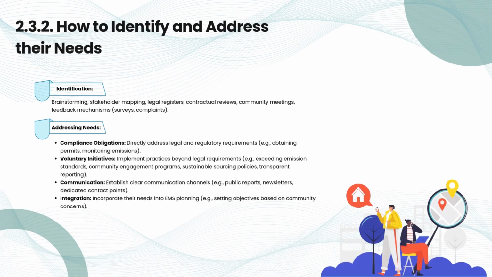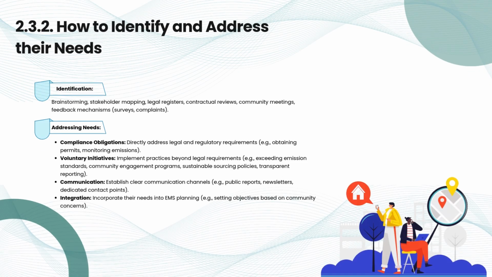So, how do we identify and then address these needs? For identification, you can brainstorm internally, conduct stakeholder mapping to visualize who they are and their influence, review your legal registers for all compliance obligations, look at your contracts, hold community meetings, and set up feedback mechanisms like suggestion boxes or complaint hotlines. Once identified, addressing their needs involves several approaches.